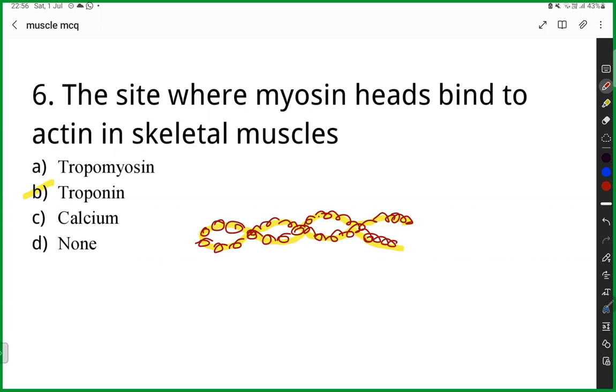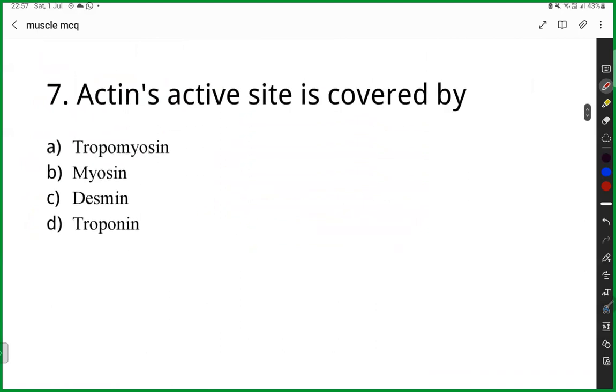Now, myosin head binds to the actin in skeletal muscle at what place? Troponin is not the answer. Calcium is not the answer. Choosing the best answer, tropomyosin is the one which is going to cover. Only at the place where tropomyosin covers will your myosin bind with the actin. Therefore, the right answer is tropomyosin. Now, actin's active site is covered by, this is a very direct question, tropomyosin.